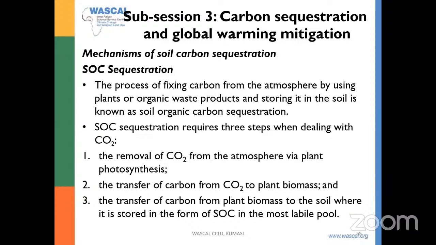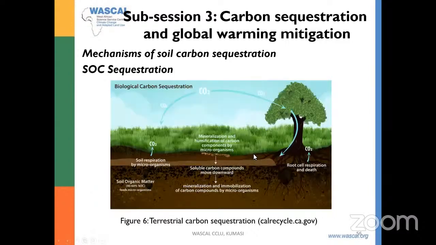So CO2 sequestration requires 3 steps when dealing with carbon dioxide. First, you have to remove it from the atmosphere. Then you transfer it to plant biomass. Then from the plant, we bury it in any of the pools. So you remove, you transfer, and you store. Those are the 3 steps: removal, transfer, and storage.